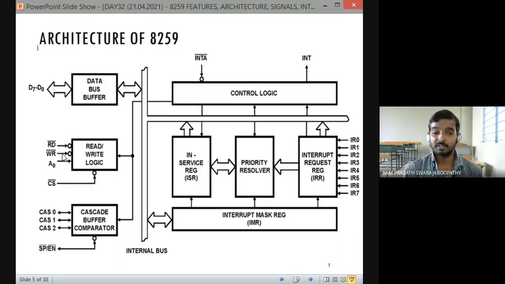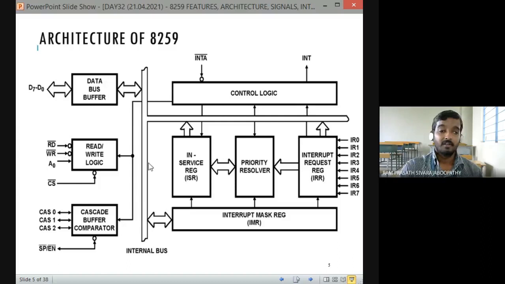If RD bar is 0, then WR bar will definitely be 1, correct? If there is no data transfer between the 8259 and the CPU at that point of time, what about the logic of RD bar and WR bar? What must be the logic? Both should be high. Fine. If your 8085 microprocessor is not communicating with this 8259, RD bar and WR bar are both logic 1.